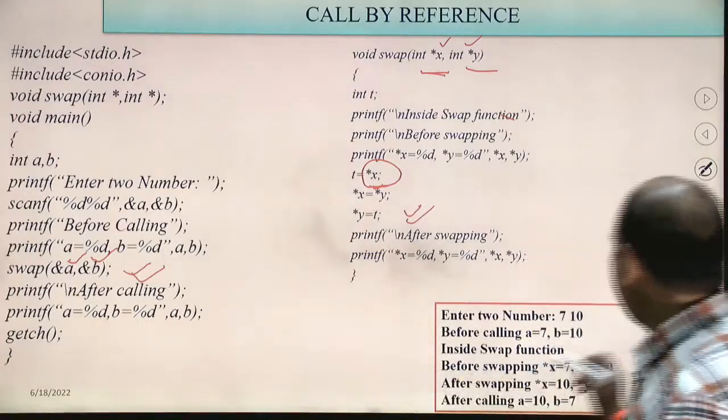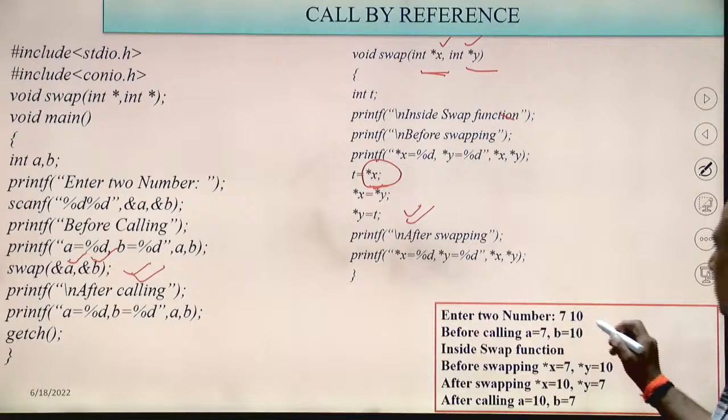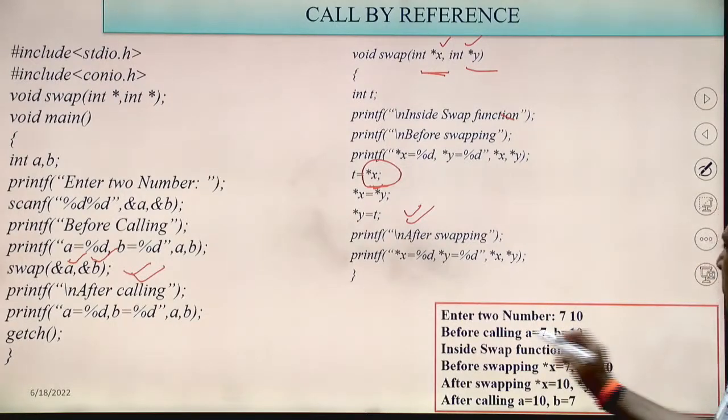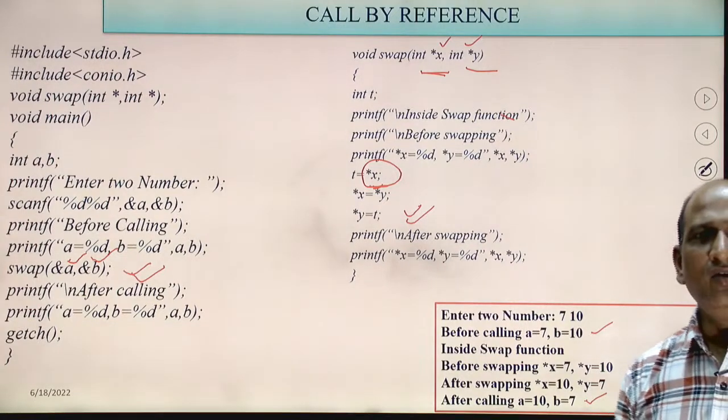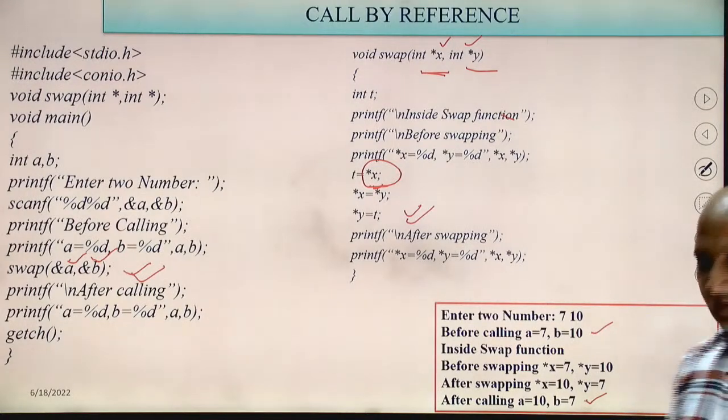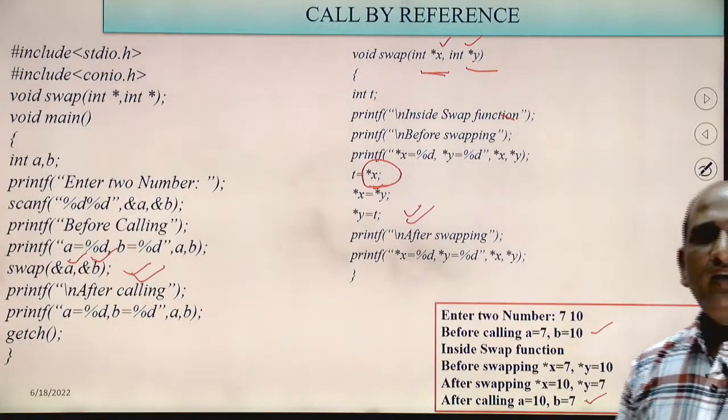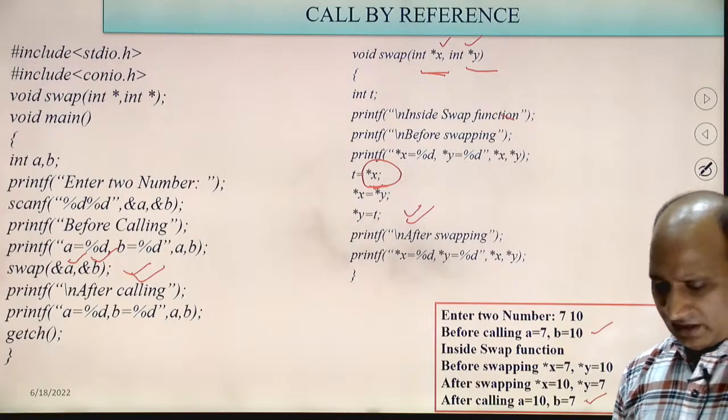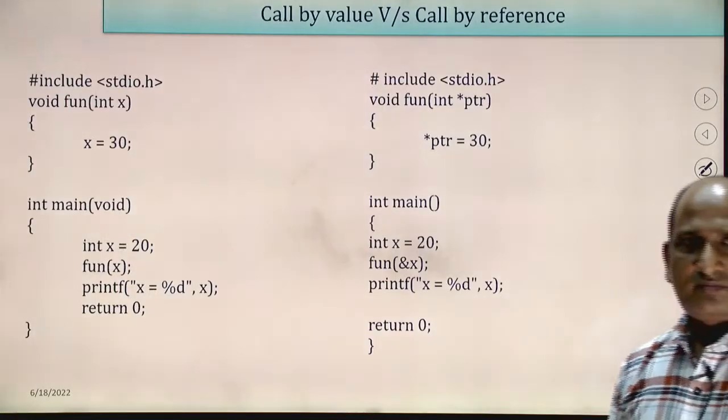You can see this in the output of this program: before calling, the values of a and b are 7 and 10, but after swapping the values of a and b are 10 and 7, meaning the actual values are changing. This way we can use the call by value and call by reference concepts.